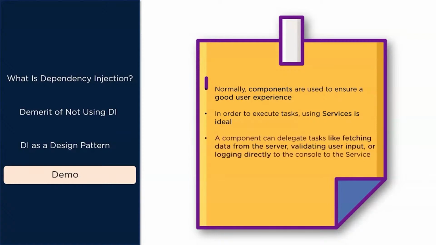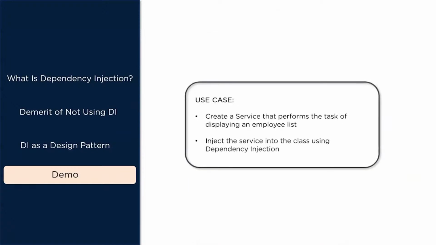So a component can delegate tasks like fetching data from the server, any network related issues, etc. to a particular service. And these services can be made available to components. With the same thought, what I'm going to be doing is I'll be creating a service that performs the task of displaying an employee list. Later, we're going to inject this service into the class using dependency injection.